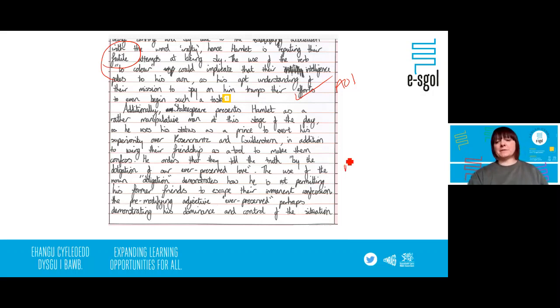So really perceptive here. This analysis is really perceptive and really confident. When we're thinking of that grid that we're looking at, the top of sort of 4 or 5 at this point, working your way up that grid.